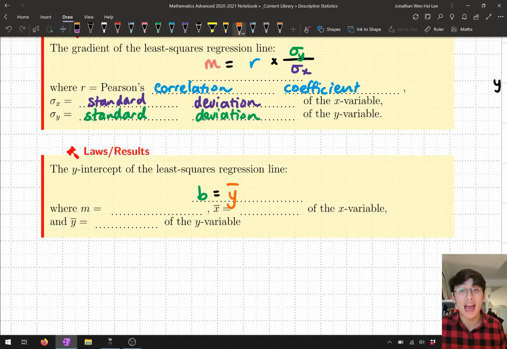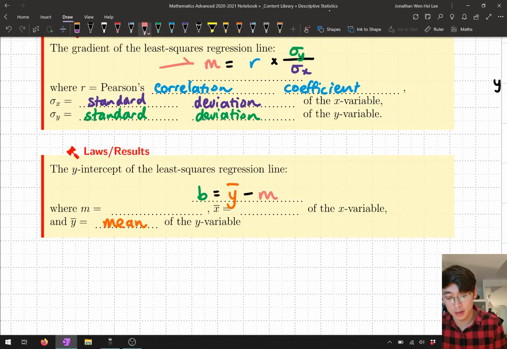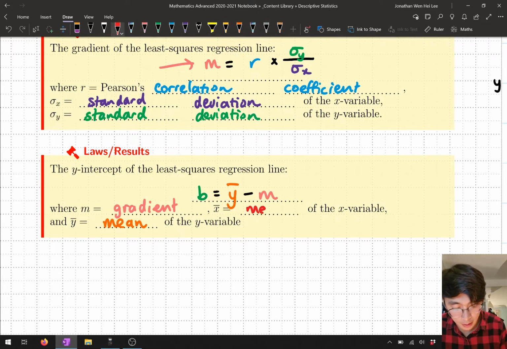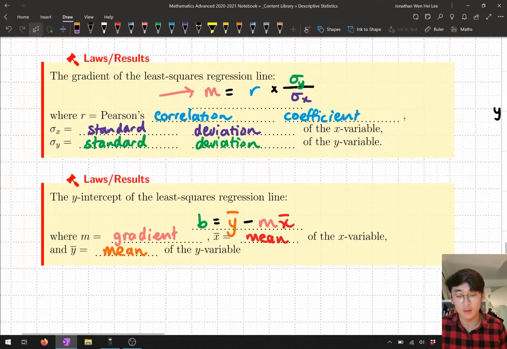Now, whenever we see something with a hat, what is that measuring? That is measuring our average, or the mean. So here, y hat is just our mean. And we're going to subtract from that m, which is the gradient that we found in the previous part up here. And we're going to multiply that by x with a hat, so x bar, which is just our mean of the x variable. And that's how we find the gradient and the y-intercept of our least squares regression line.